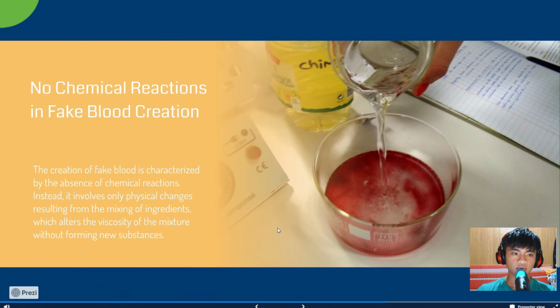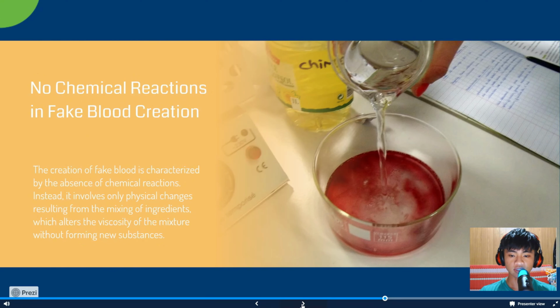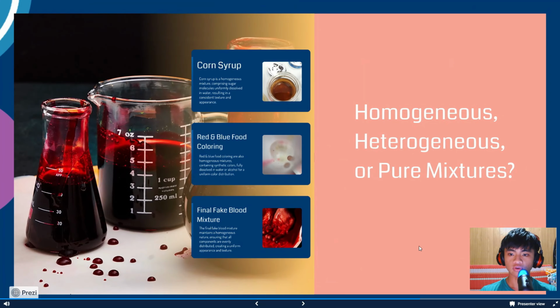Now, in terms of chemical reactions, there are no chemical reactions within the creation of fake blood, as it only involves physical changes, which only change the viscosity of the mixture and do not form any new substances. Moving on to homogeneous, heterogeneous, or pure substances: whether or not corn syrup, red food coloring, blue food coloring, and of course the final product, are homogeneous, heterogeneous, or pure substances.